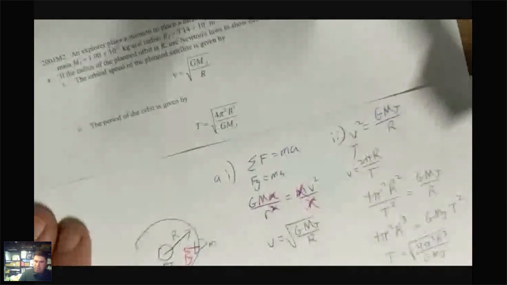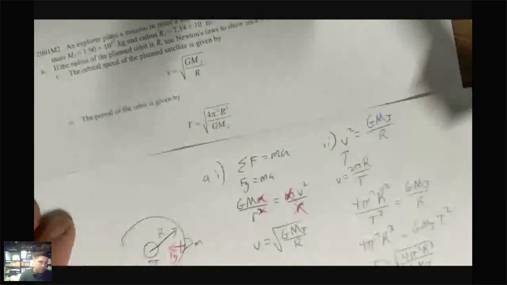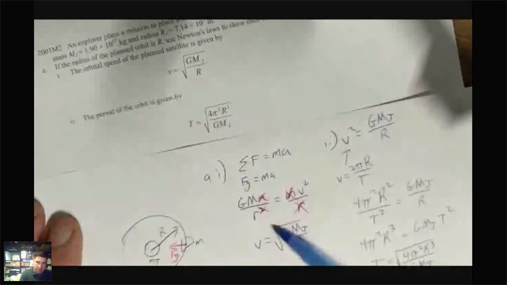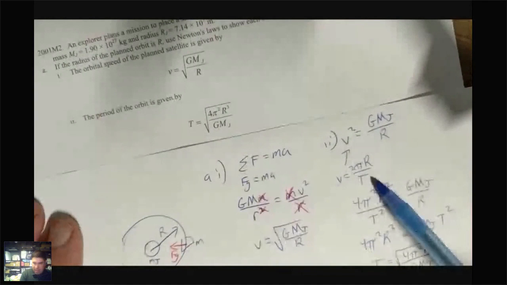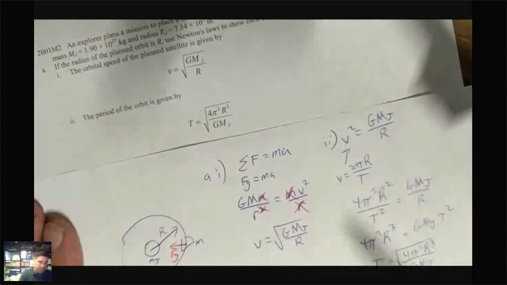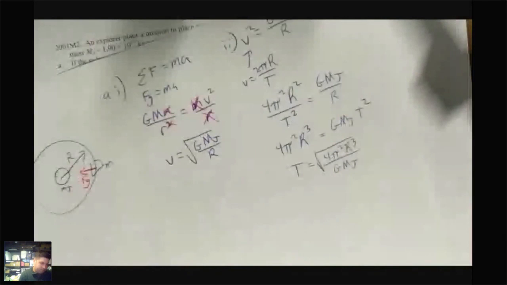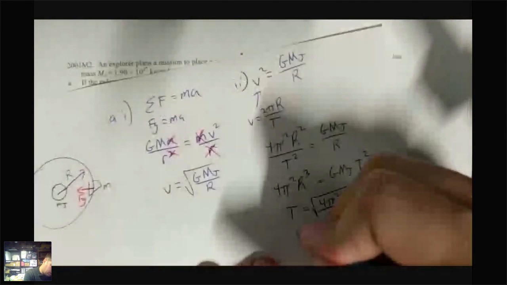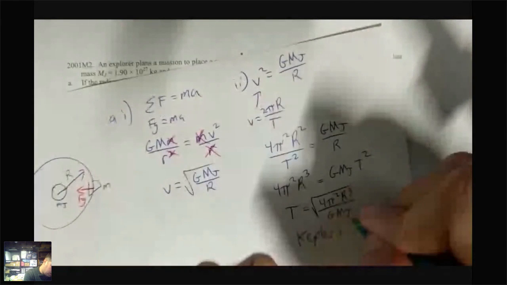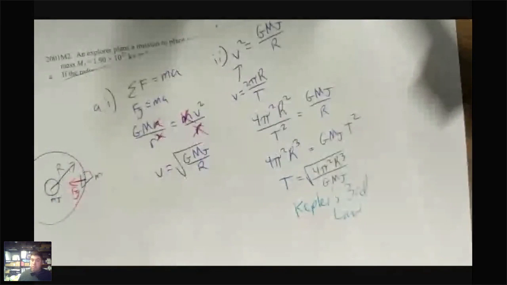Not so bad. A little bit of algebra. Key idea here was realizing we had to use both our stuff from part A, forces, circular motion, gravity, and the fact that velocity is distance over time. Put all that stuff together, you get this wonderful thing. If your teacher mentions this, this is Kepler's third law equation. Sometimes we'll run into questions about that.